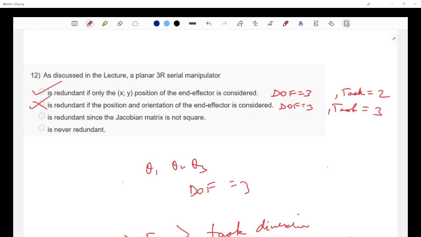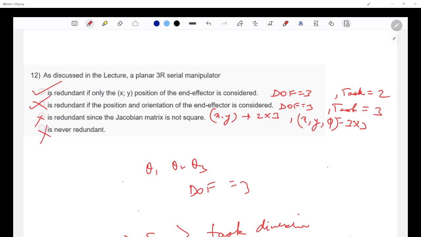Jacobian size depends on task. For xy, when we are considering, the Jacobian is 2 cross 3, and when x, y and phi are there, it is 3 cross 3, which is a square matrix. So redundancy is about degrees of freedom versus task and not matrix shape alone. And the other option is it is never redundant. No, redundant for position only tasks.